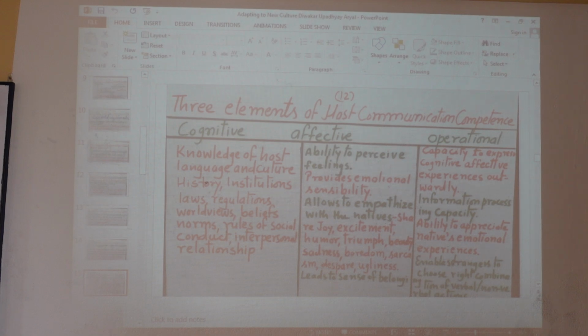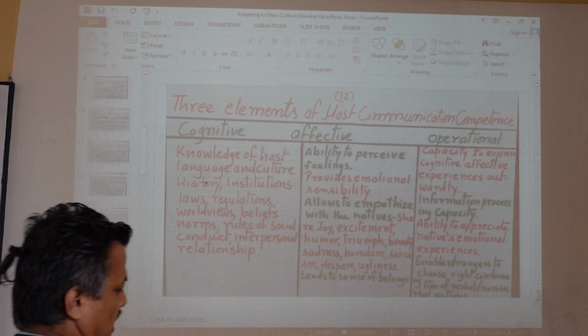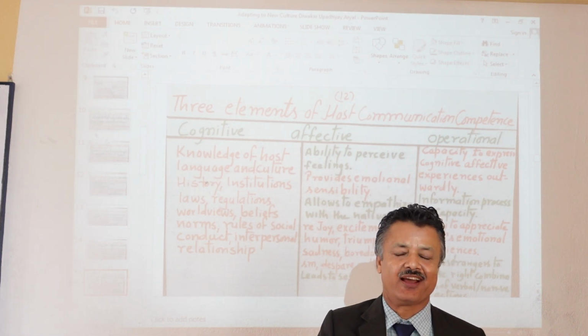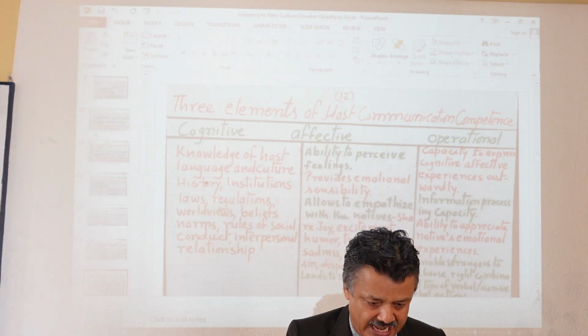Look, affective feeling. They may feel we are being neglected, so I should attend them. Knowing how other people feel, that is called what competence? What competence do you call it? Affective competence. Okay, say operational competence.